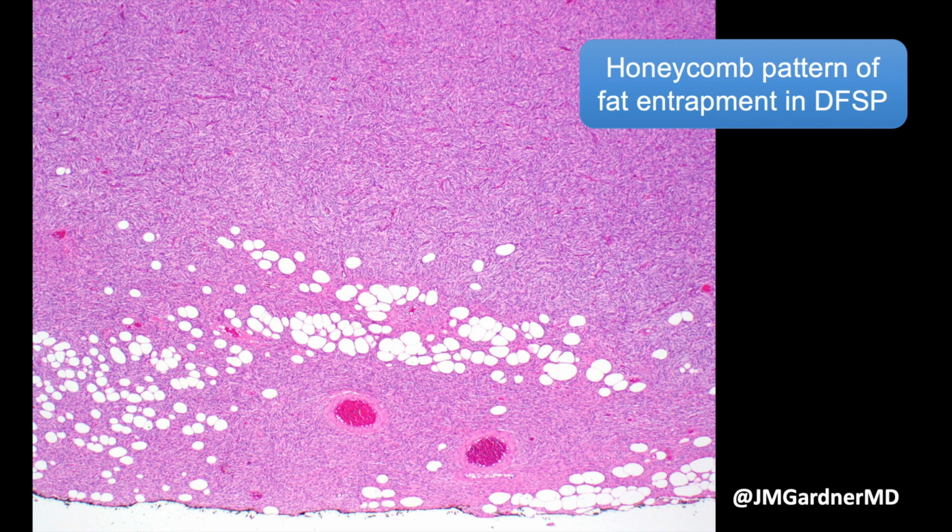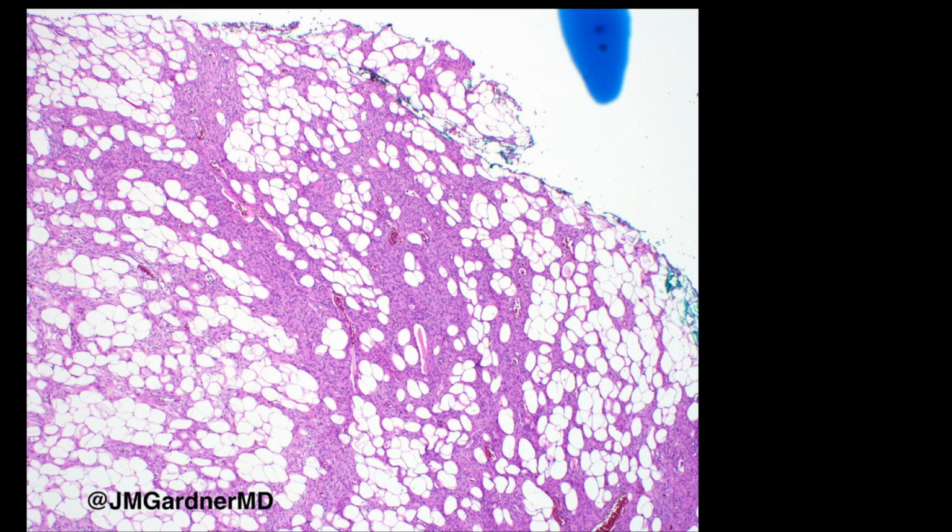All right, what we really want to see with DFSP is those bland, swirly, whirly spindle cells infiltrating and entrapping adipose tissue with this so-called honeycomb pattern. You'll see islands of fat trapped in the midst of the tumor. This all used to be subcutaneous, and the tumor has completely replaced most of it and just left these little stranded islands of fat wrapped around by tumor very tightly. This is the almost Swiss cheese or honeycomb pattern, very characteristic.